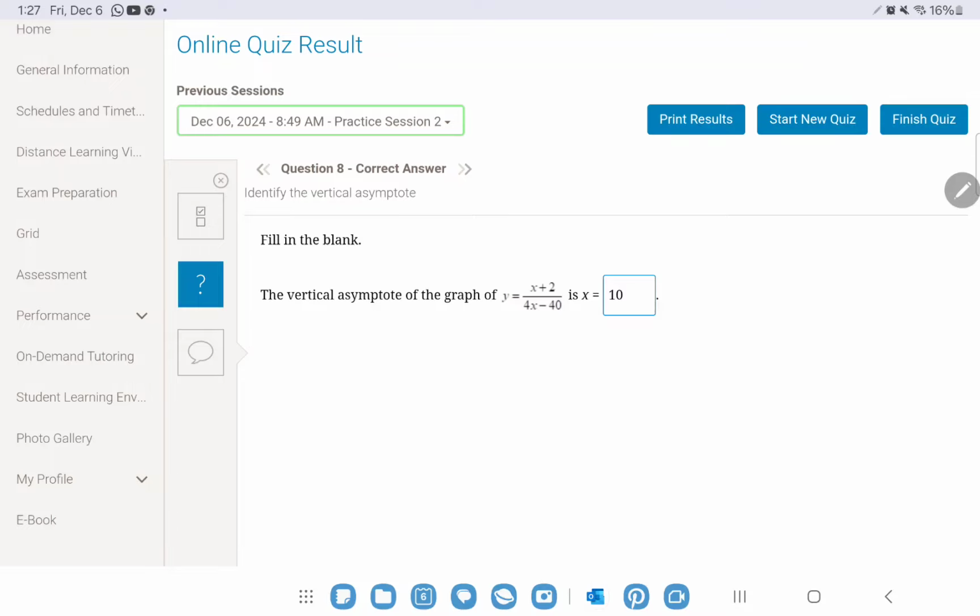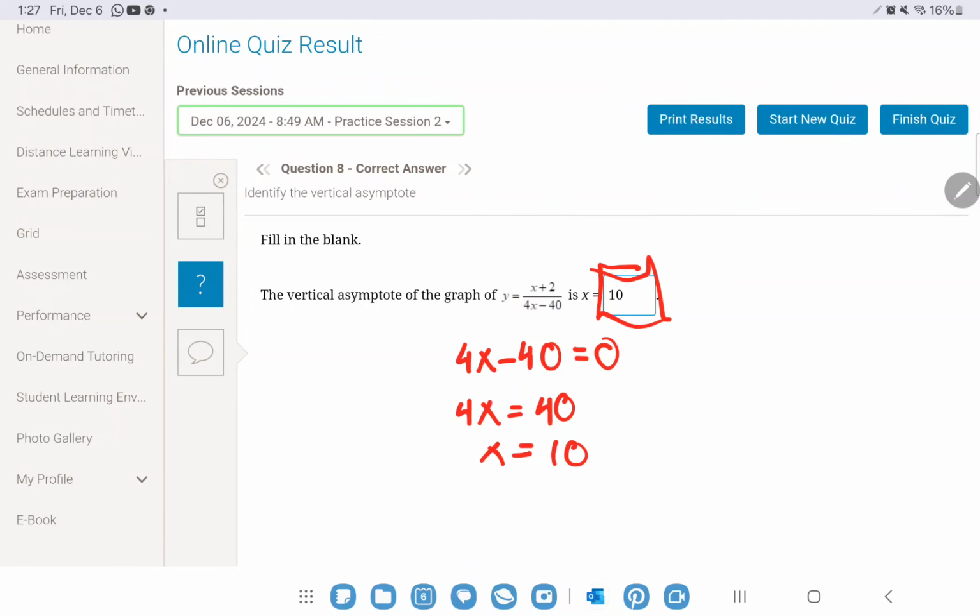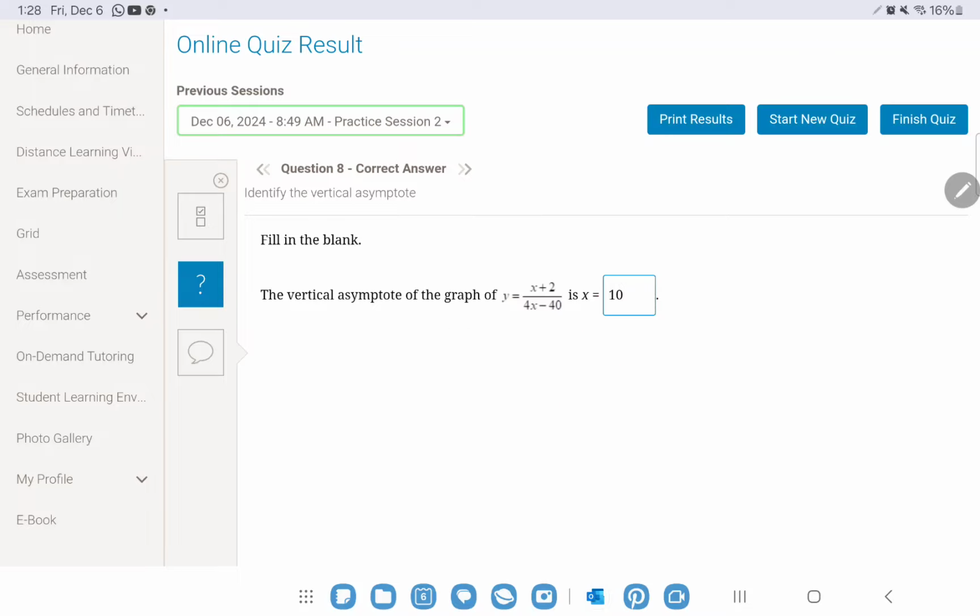Moving on. Okay, for this question, they're asking us to find the vertical asymptote. How do you find the vertical asymptote? What you do is very simple. Vertical asymptote means whatever makes denominator 0. So 4x minus 40 equals 0. 4x equals 40. X equals 10. Easy. That's how you find your vertical asymptote. It's really simple. Now, moving on.